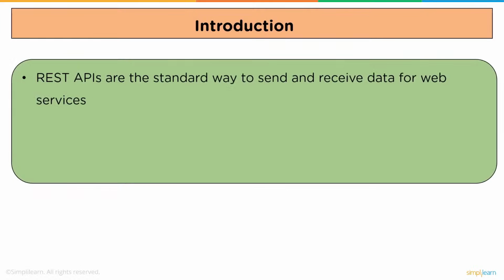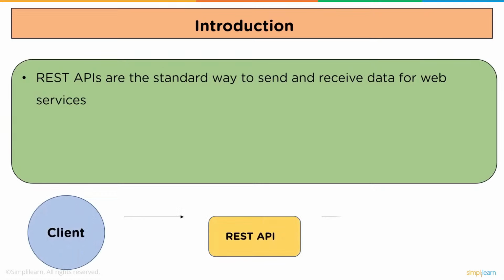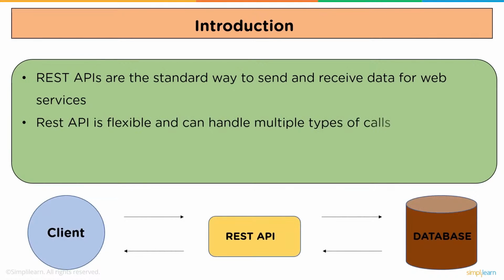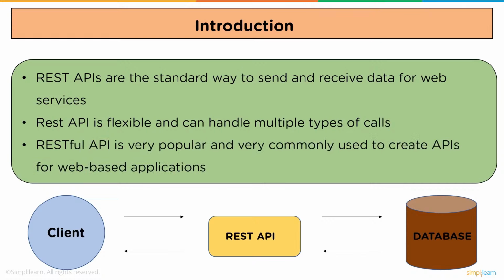REST APIs are the standard way to send and receive data for web services. Client sends a request which goes to the REST API, then to the database to get or put the data. After that, it will come back to the REST API and then to the client. Using an API is just like using a website in a browser, but instead of clicking on the buttons, we write code to request data from the server. It is very flexible and can handle multiple types of requests. RESTful API is very popular and very commonly used to create APIs for web-based applications.